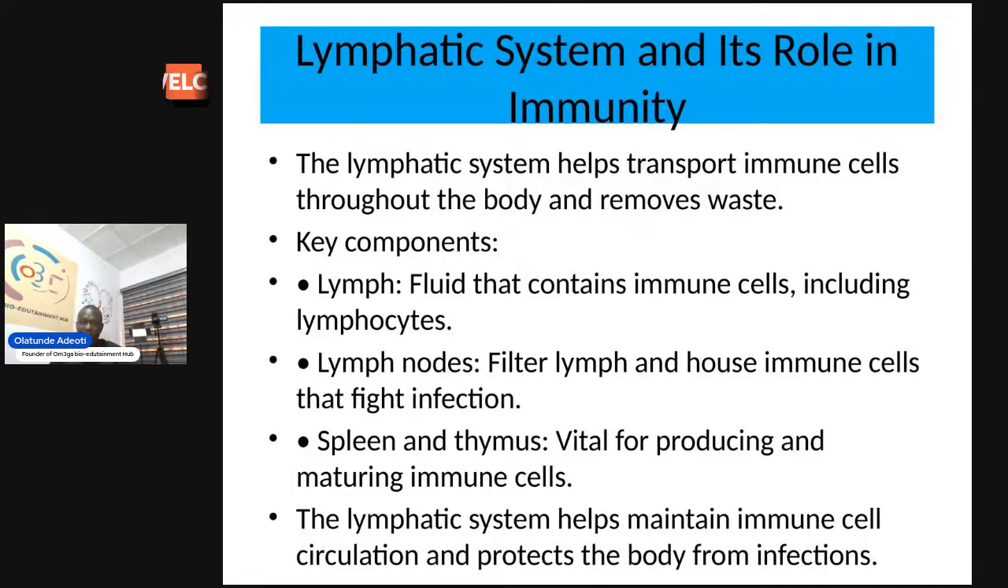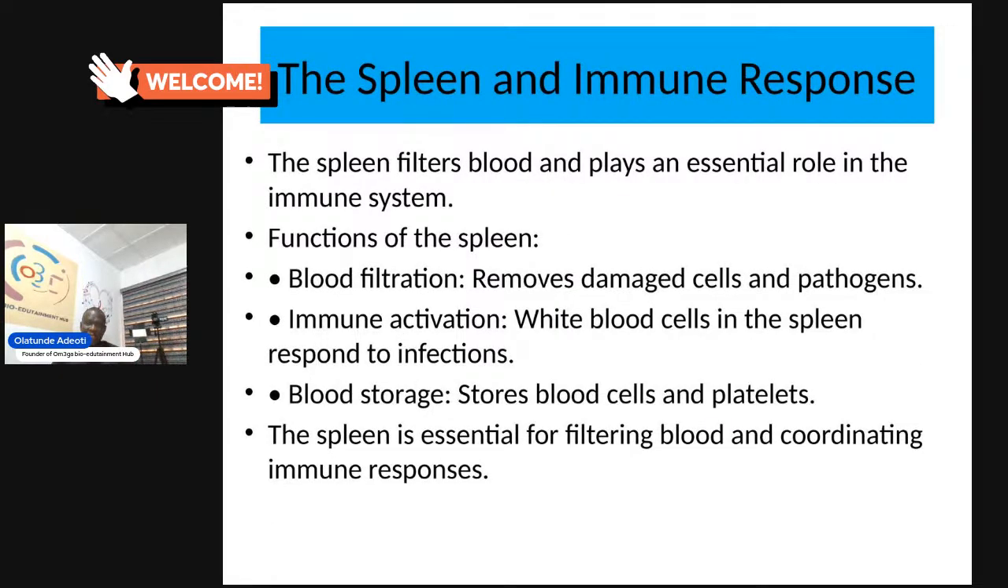The key components of the lymphatic system include the lymph, which is the fluid that contains immune cells, including lymphocytes. Another one is the lymph node, which filters lymph and houses immune cells that fight against infection. Part of it is the spleen and thymus, which are very vital for producing and maturing the immune cells.